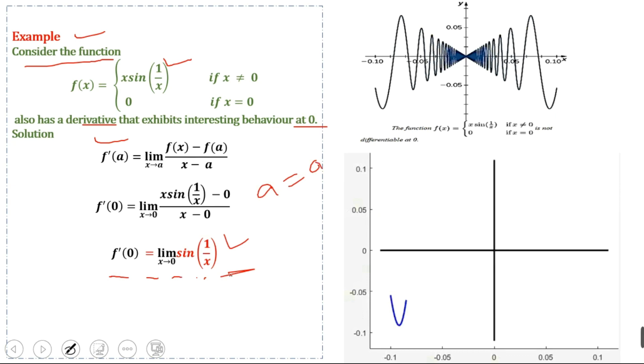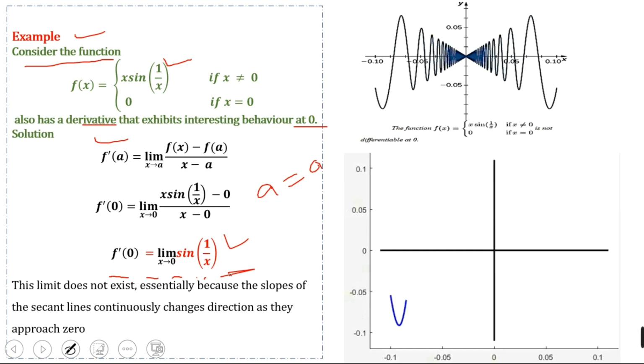Okay, so the limit as x approaches 0 of sine of 1 divided by x; we will see the behavior of the function as x approaches 0. This limit does not exist essentially because when we substitute x equal to 0 we get infinity, and because the slope of the secant line continuously changes direction as x approaches 0. We see the behavior of the slope of the secant line as x approaches 0 with the help of a graph. This is the graph of the given function f of x, and we will plot a secant line between two points, and we will see the slope of this secant line changes continuously between positive and negative as x approaches 0.